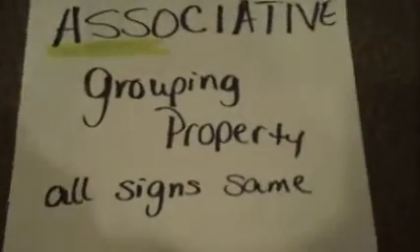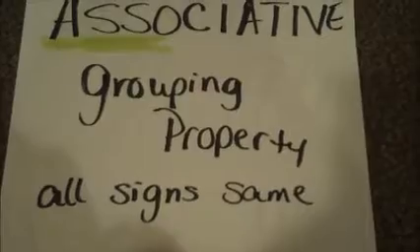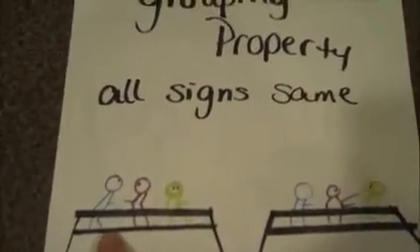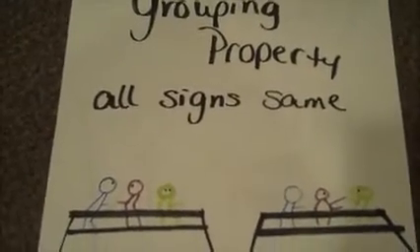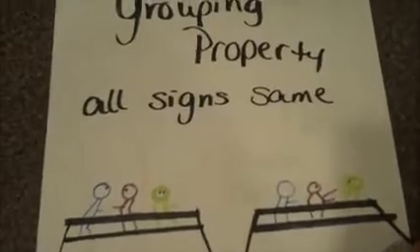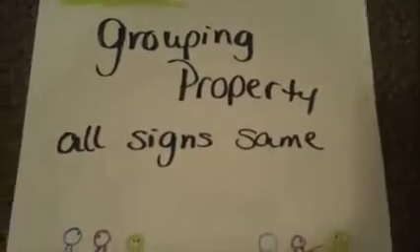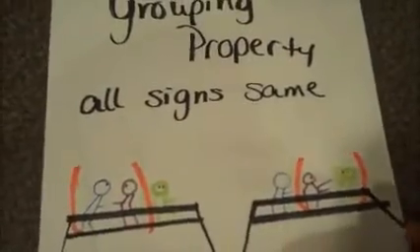The associative property is known as the grouping property because all signs are the same and you can change the groups. If you look at our picture here, the order is the same, blue, purple, green, blue, purple, green. They're just hanging out with someone else. They're just associating or talking to someone else. The associative property is marked with parentheses. So we could group these two and group these two, and the associative property says the number of people on the bench stayed the same.